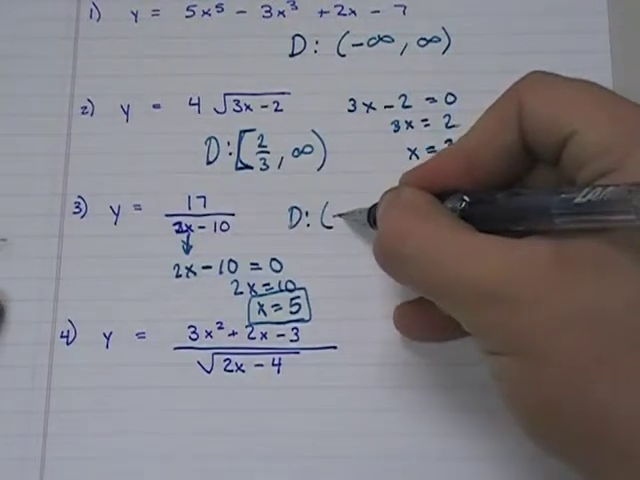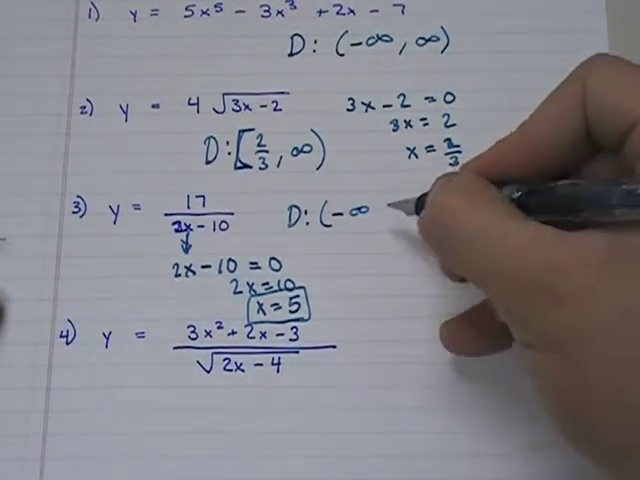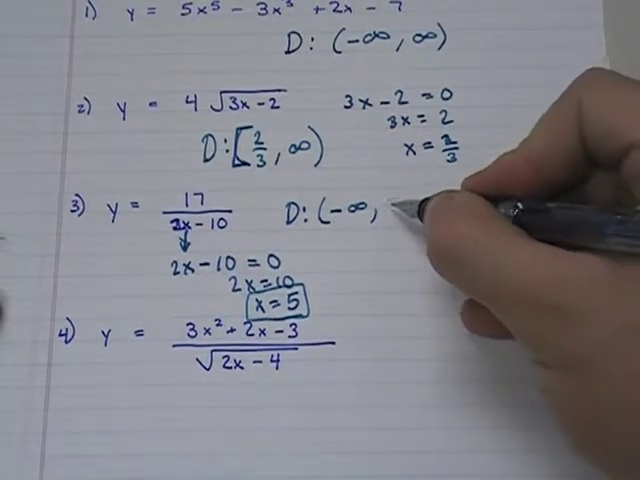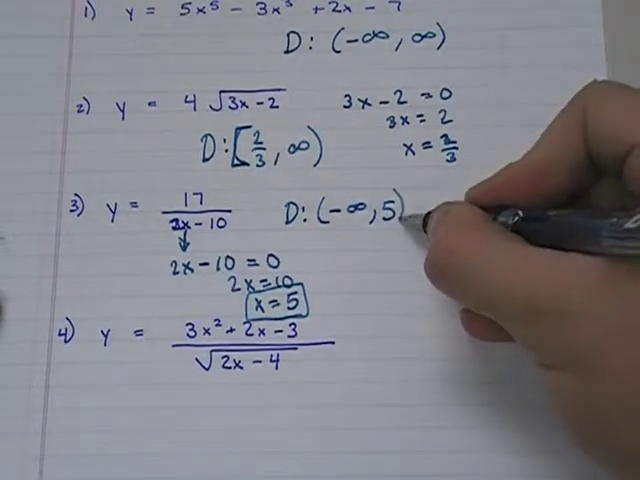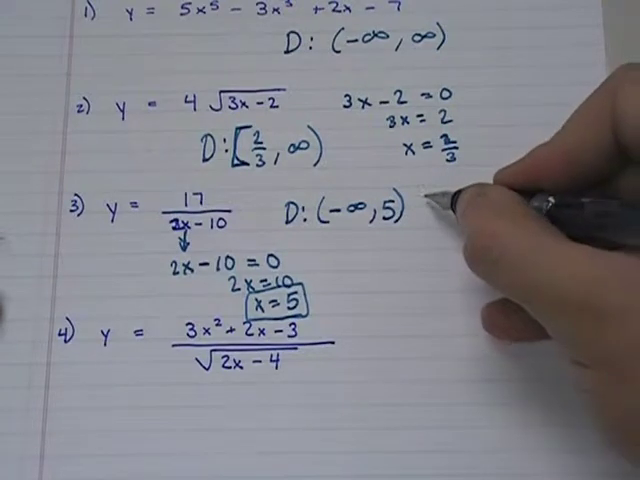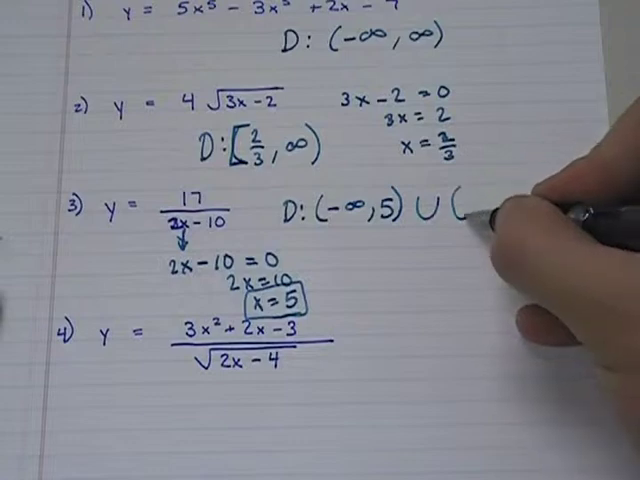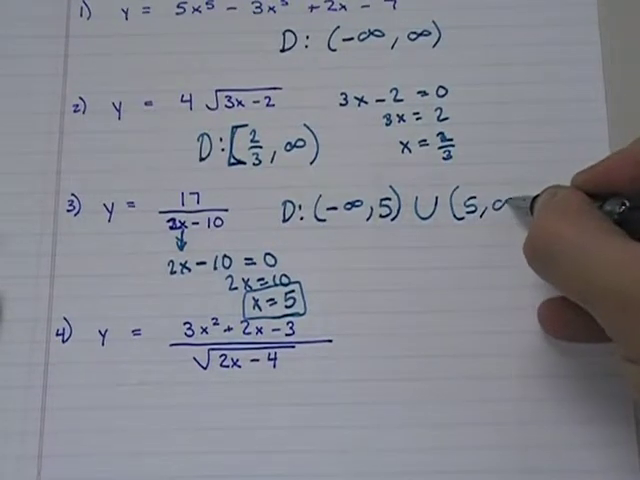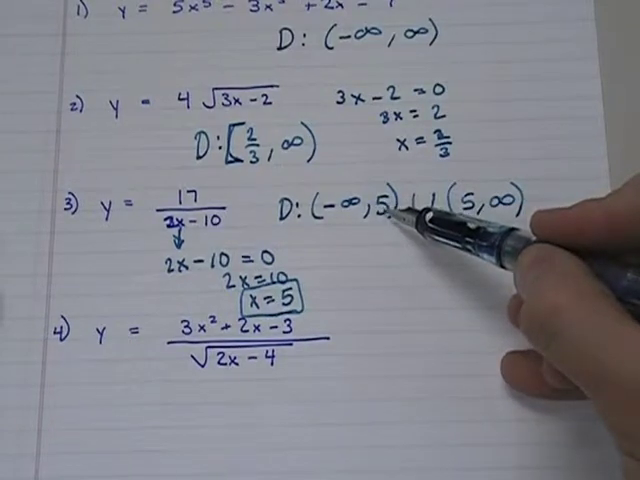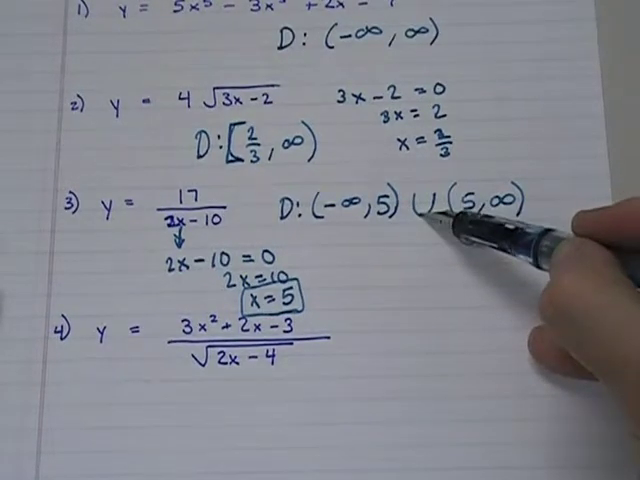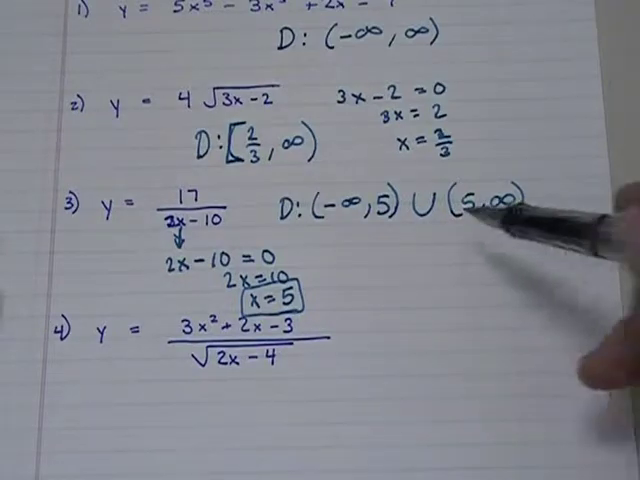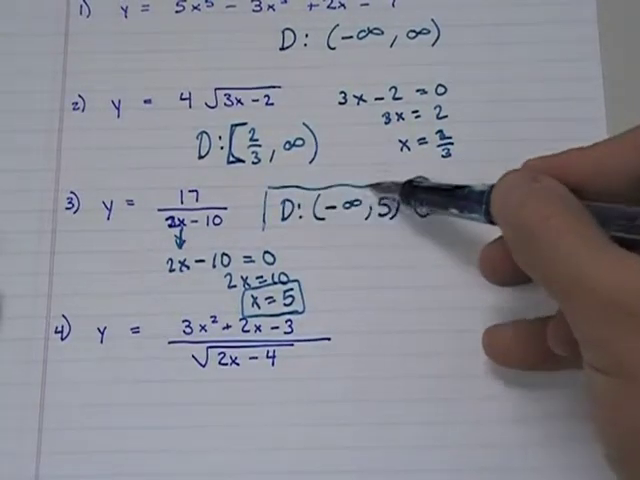And to write that in interval notation, we always start at negative infinity, or the lowest number in the domain, and we will go all the way to 5. And we put a round bracket because x doesn't equal 5. And then we're going to put a union and 5 to infinity. What this means is we go up almost to 5, skip it, and start just to the right of 5 and keep going. That's what this means. And that would be our domain for this particular problem.